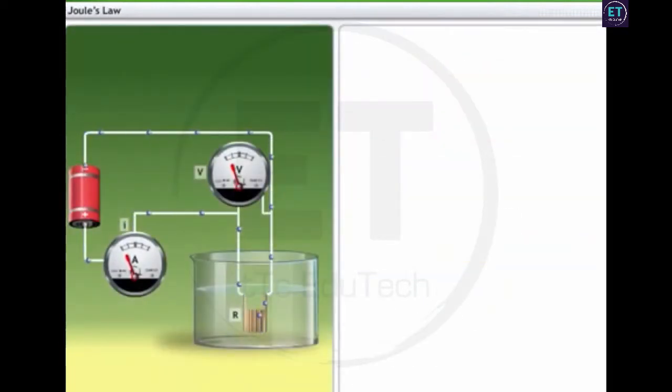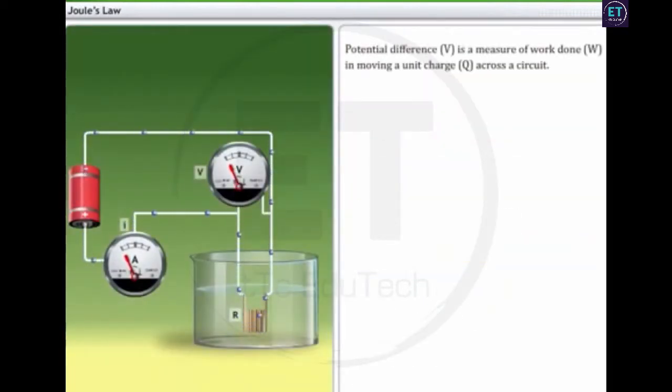To derive Joule's law, let a potential difference of V volts drive a charge Q coulomb through a heating element, and W be the work done. The potential difference is a measure of work done in moving a unit charge across a circuit. From this, we get equation 1. V is equal to W divided by Q, or W is equal to VQ.